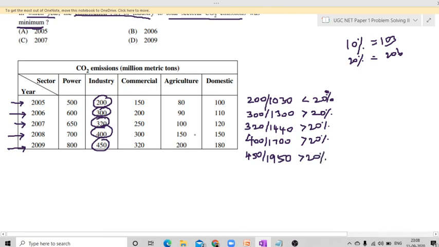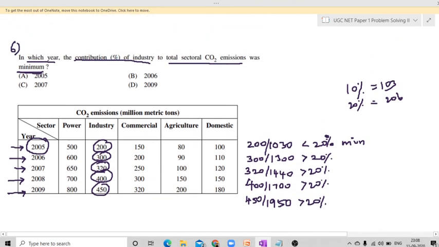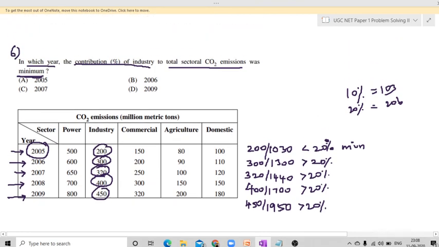So from this itself we can very clearly say that the first value is the minimum value. So the minimum is occurring at which year? It is occurring at the year 2005, and option A, which is matching with our answer, must be the correct answer to this question, option A, which is 2005.